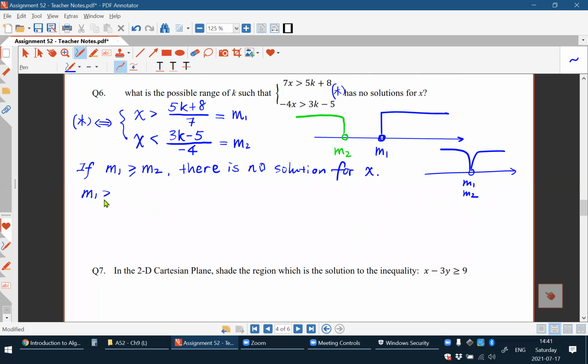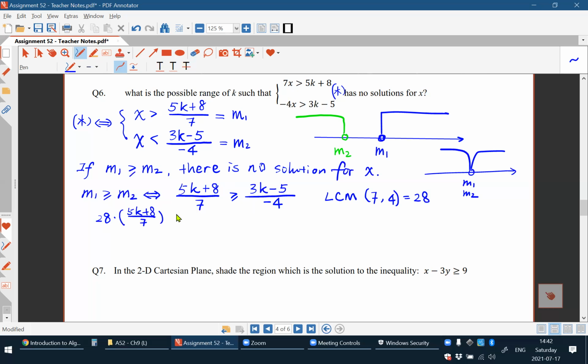Okay, and all we need to do is to solve this inequality. M1 is greater than or equal to M2. This is equivalent to, okay, M1 is actually 5k plus 8 over 7. We need to substitute M1 using the exact expression. Greater than or equal to M2. What is M2? M2 is actually 3k minus 5 over -4, right? Okay, now we need to remove the denominators. Note that the least common multiple of 7 and 4 is 28, right? So we can times 28 to both sides in order to remove the denominators. And 28 is positive, so we don't change direction of the inequality symbol here.